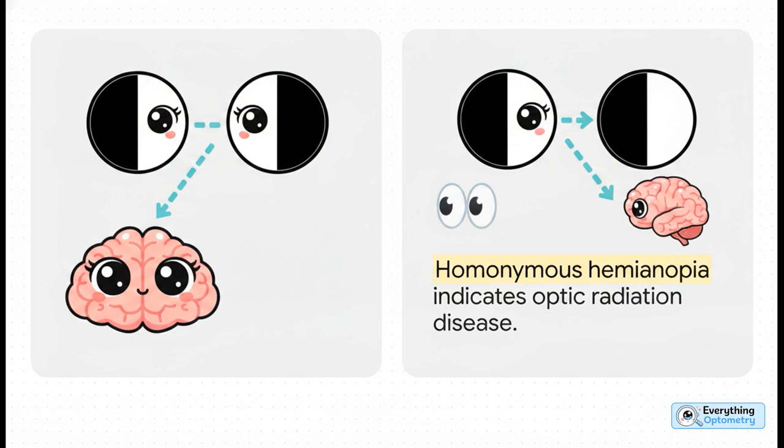map. If you find a heteronymous hemianopia, meaning the visual field loss is on opposite sides in each eye, kind of like a bitemporal defect, that specifically pinpoints disease right at the optic chiasm. But if you find a homonymous hemianopia where the defect is on the same side in both eyes, you instantly know the issue traces further back into the brain, specifically hitting the optic radiation or the occipital lobe.